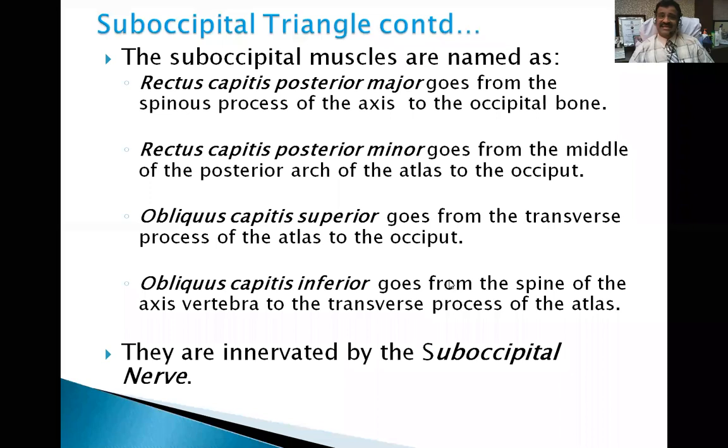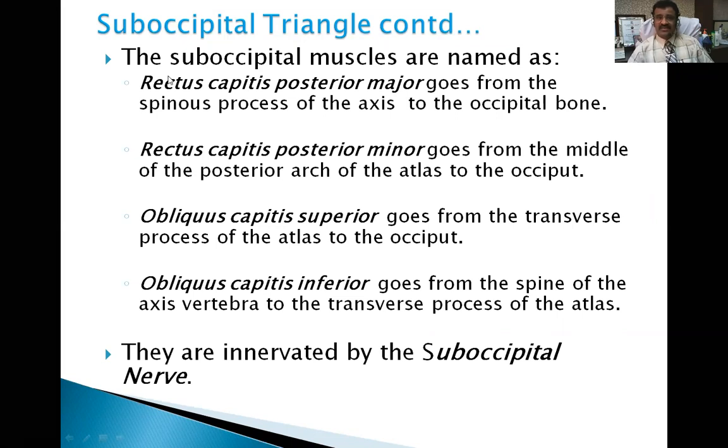Another is rectus capitis posterior minor, which goes from the midline of the posterior arch of the atlas to the occiput. Another is obliquus capitis superioris, which goes from the transverse process of the atlas to the occiput. Another is obliquus capitis inferioris, which goes from the spine of the axis vertebra to the transverse process of the atlas. They are all innervated by the suboccipital nerve.